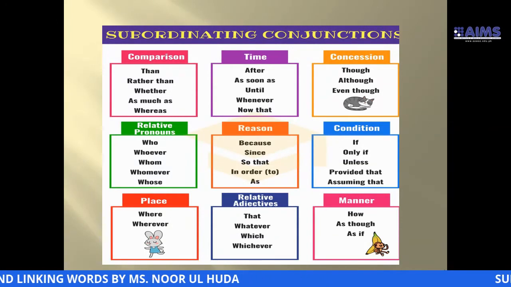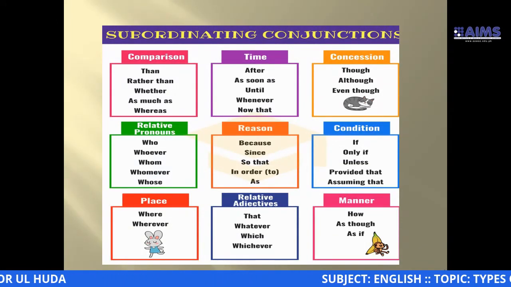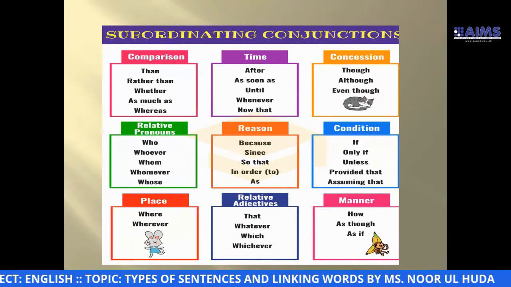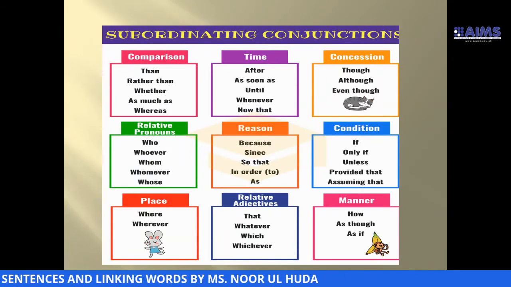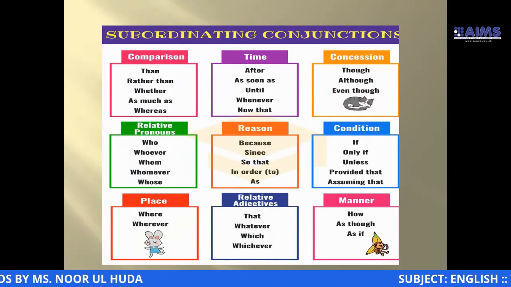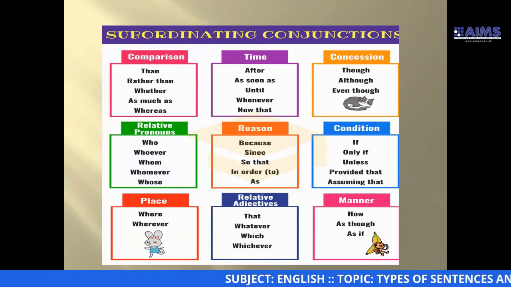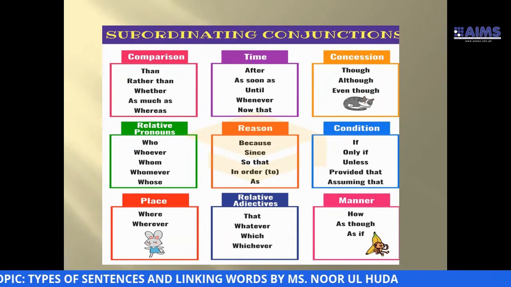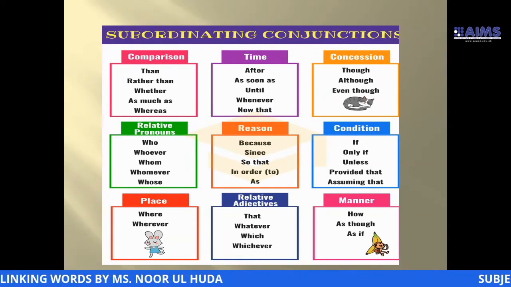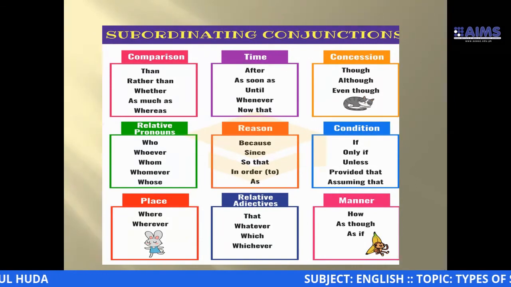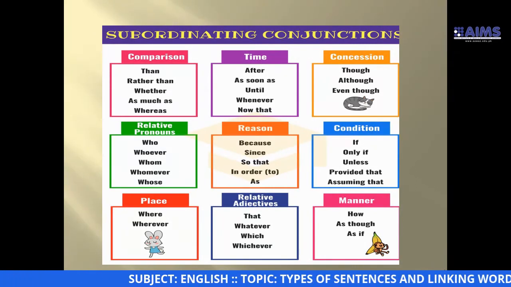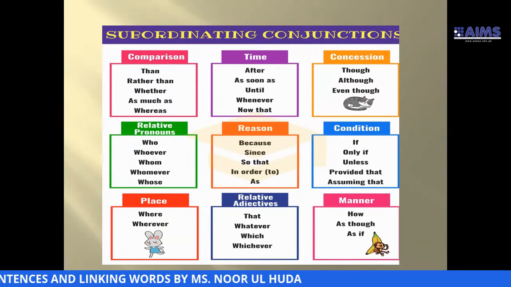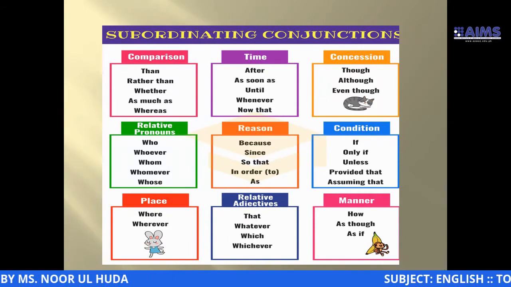Here, to show comparison between two things, we use than, rather than, whether, as much as, whereas. To show the timing or sequence of something, we use after, as soon as, until, whenever, now that. Concession means when you are giving a contrasting relation between two things, like though, although, even though.